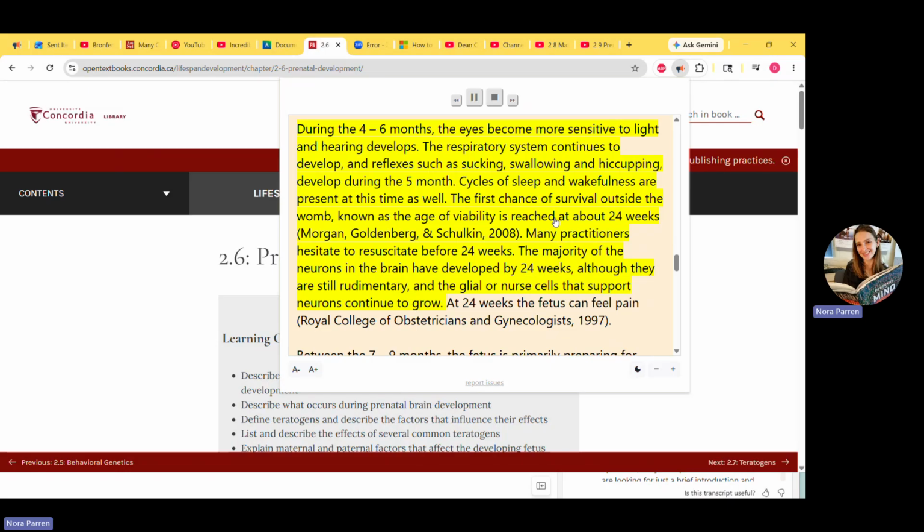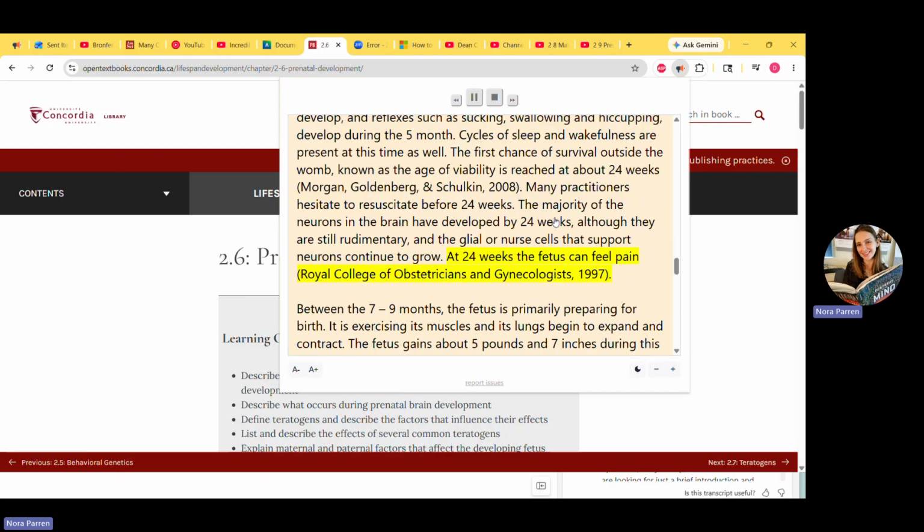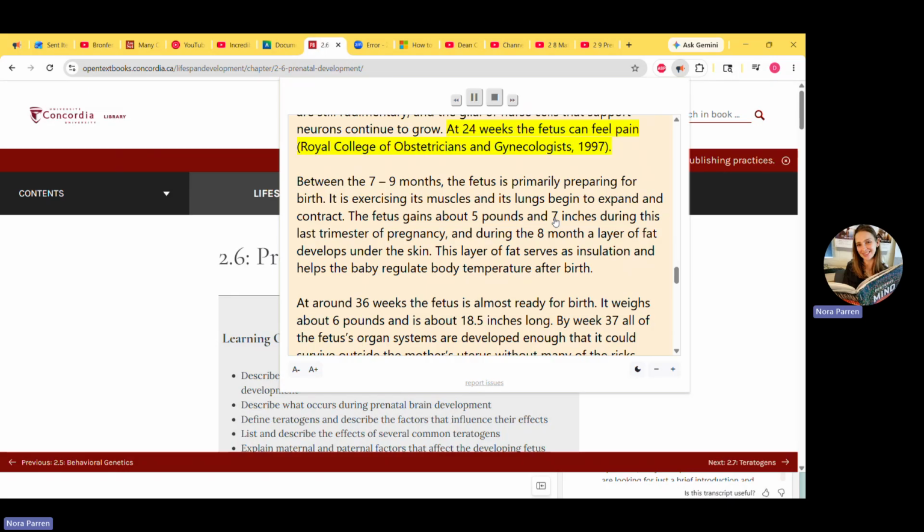The majority of the neurons in the brain have developed by 24 weeks, although they are still rudimentary, and the glial or nerve cells that support neurons continue to grow. At 24 weeks the fetus can feel pain. Royal College of Obstetricians and Gynecologists, 1997.